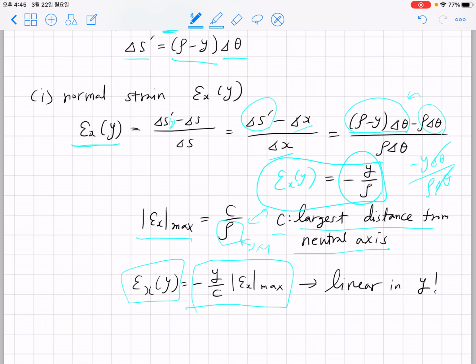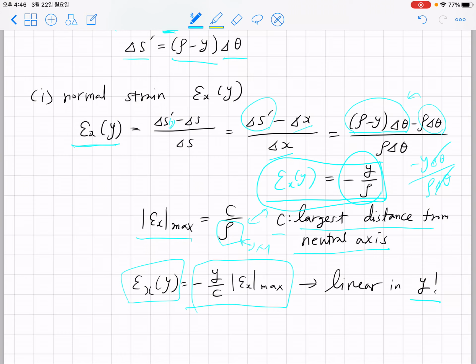Anyway, the implication here is that the normal strain becomes larger as we consider the position farthest from the neutral axis, and interestingly, the strain changes linearly in terms of y position.